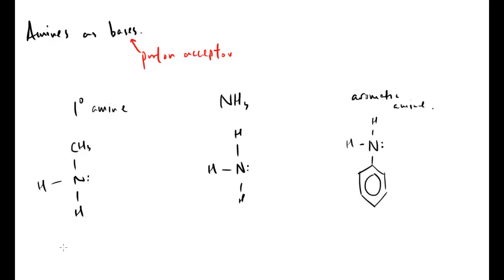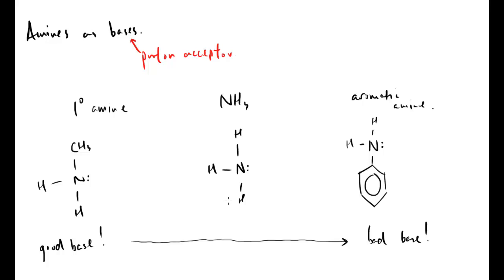And what we find is a scale going from good base to bad base. So ammonia, okay base. Primary amine, better base. Aromatic amine, worse base. And there are reasons why this is the case. It's easier to think of the primary amine and the aromatic amine as the reasoning ones, and ammonia is just in the middle.